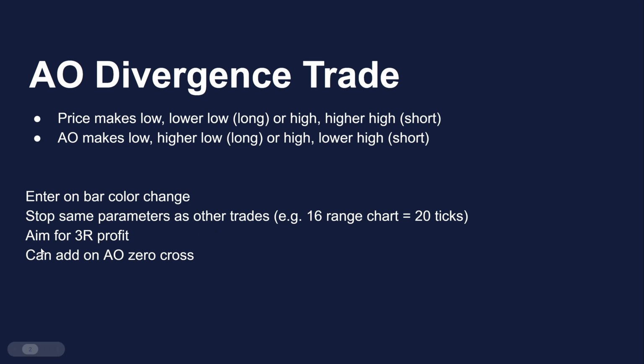And then we can also add on the AO zero cross. And this type of setup tends to go well with additions whenever we get the zero cross. So in line with what we talked about when we specifically went over the zero crosses, can be a way to get more EV out of trades that we take. I mean, especially with AO divs, they tend to work well.